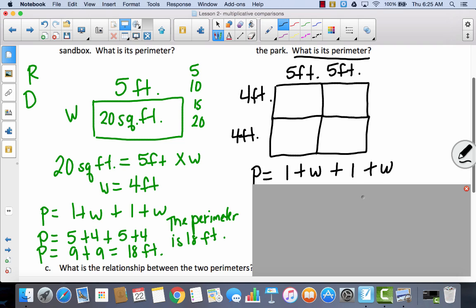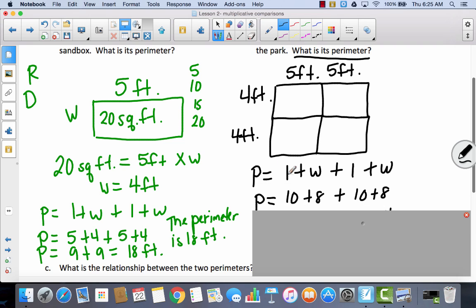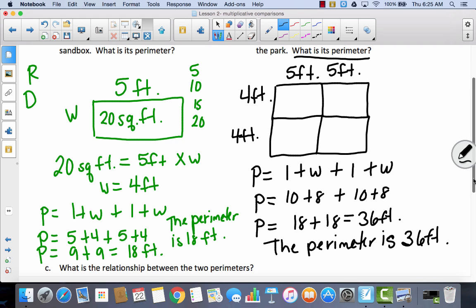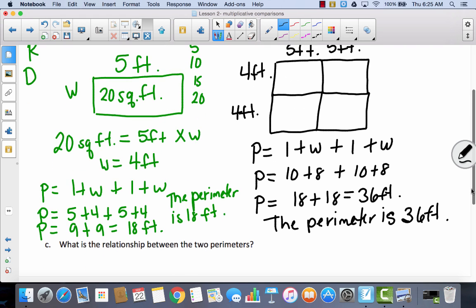All right, so I went ahead and filled in all of our variables. I knew that the length was 10 because I added 5 plus 5, and I knew that the width was 8 because I added 4 plus 4. So I have 10 plus 8 plus 10 plus 8. So that gave me 18 plus 18, which was equal to 36. So the perimeter of the sandbox at the park is 36 feet.